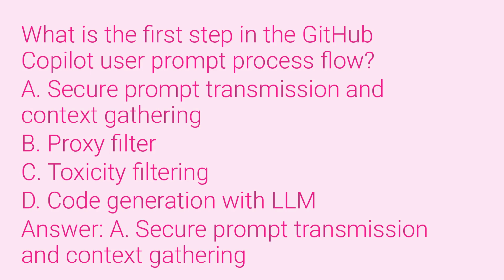What is the first step in the GitHub Copilot user prompt process flow? A. Secure prompt transmission and context gathering. B. Proxy filter. C. Toxicity filtering. D. Code generation with LLM. Answer. A. Secure prompt transmission and context gathering.